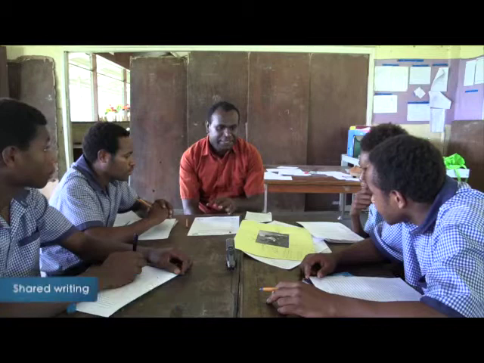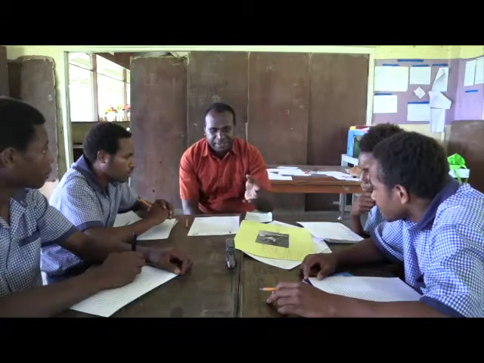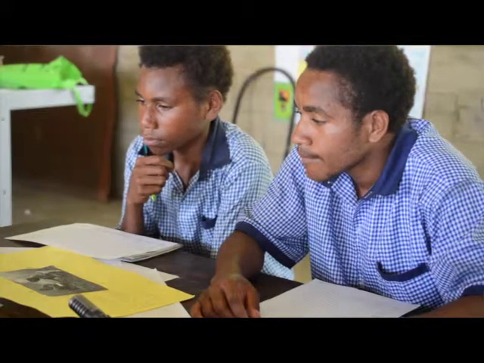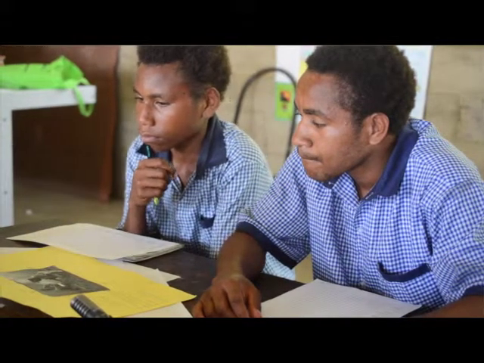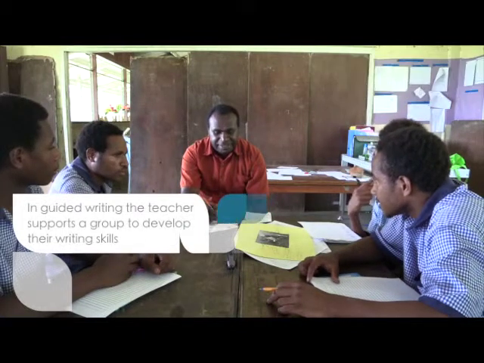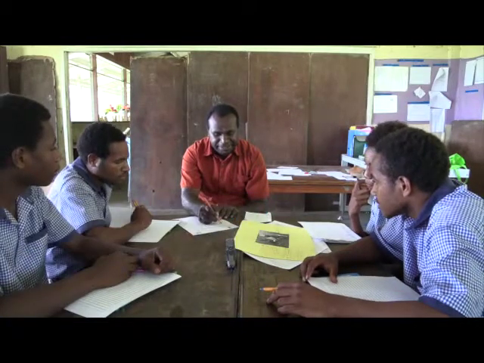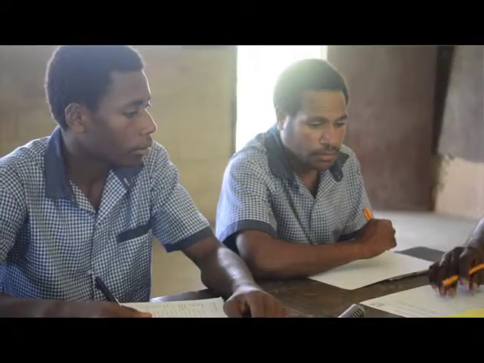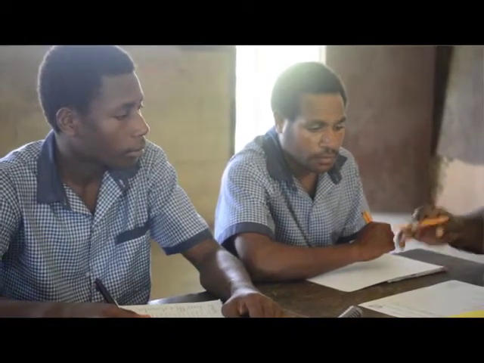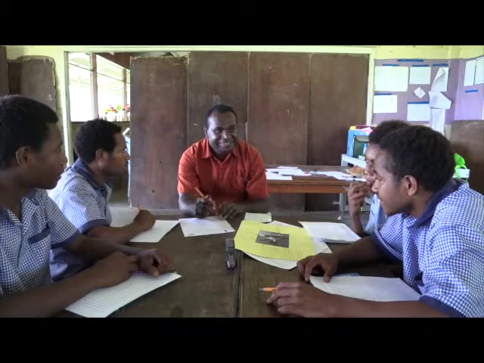We are doing a joint recount here. So I will be asking questions. When I do ask questions, you give me your answers. Our picture here says going fishing. Koiba, when did you go fishing? Yesterday we went fishing. Okay, we can use some of the checklist that we have learned here, adverbs and all this. Okay, say it in a sentence.